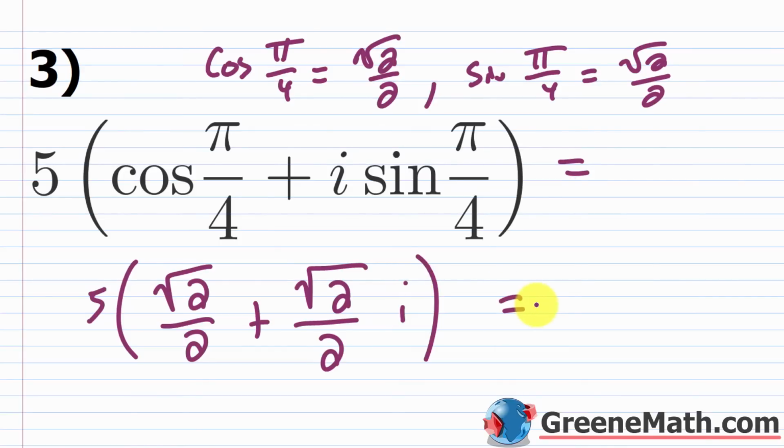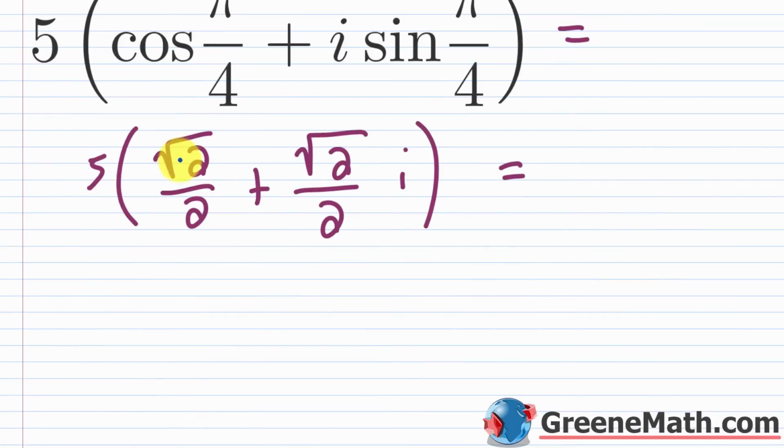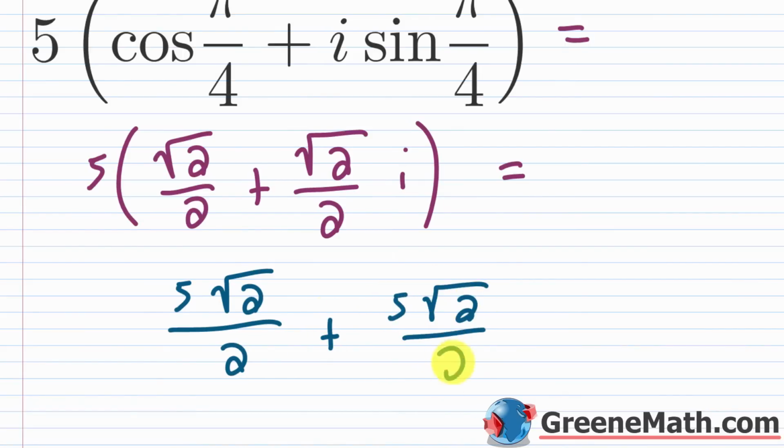Okay, so now what I'm going to do is just multiply this 5 by each guy here, right? So in other words, you're just going to distribute it. So this would be 5 times square root of 2 over 2, and then plus 5 times square root of 2 over 2 times your imaginary unit I. And again, some people will like to write it like this, just in case you see it. So you might see 5i times square root of 2 over 2, but I'm just going to keep it like this. So this right here would be my rectangular form.